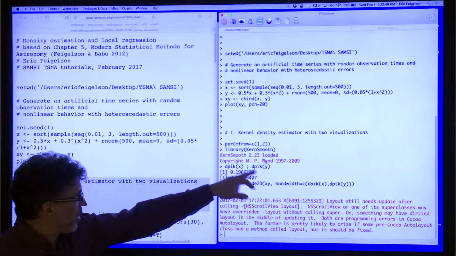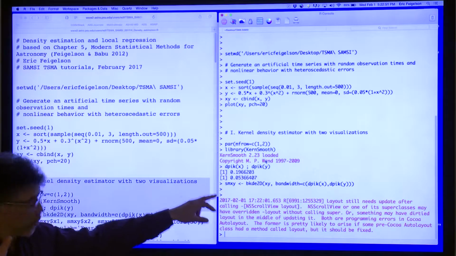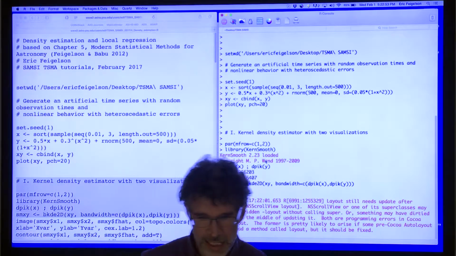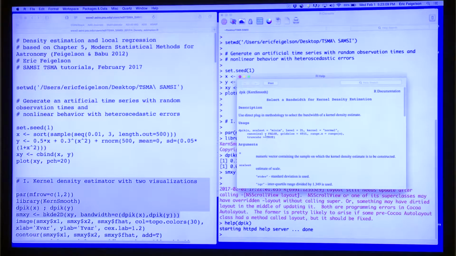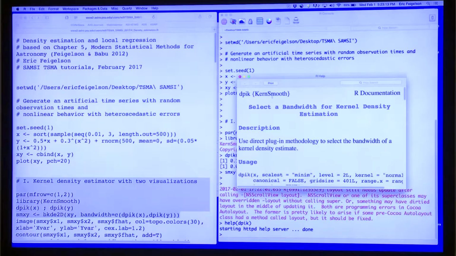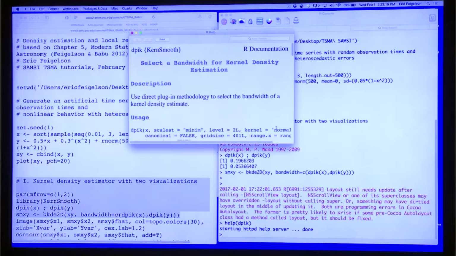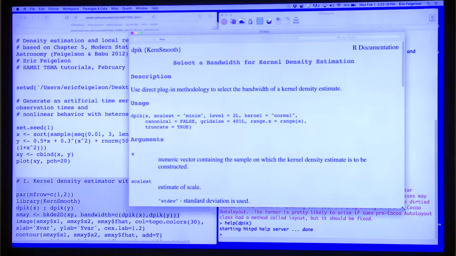This is one of his kernel widths. It's a constant width that I'm calculating here. It's something called a direct plug-in method. I haven't read Wand's book. I don't really know what direct plug-in methods are. Help, dpik. Use direct plug-in methodology to select the bandwidth of a normal kernel density estimator.